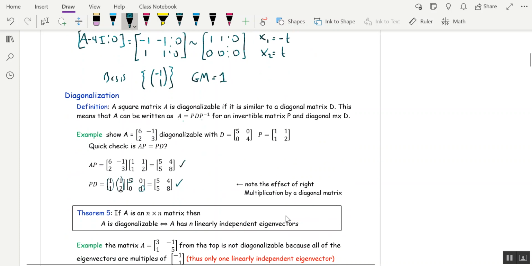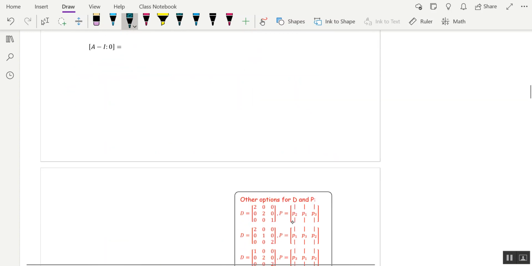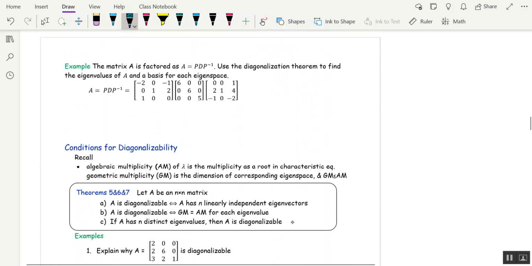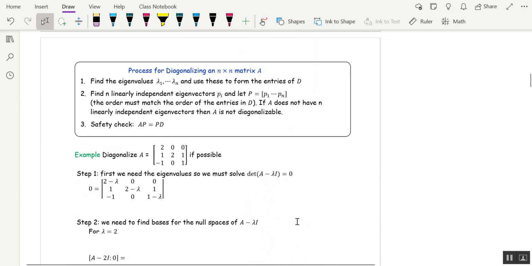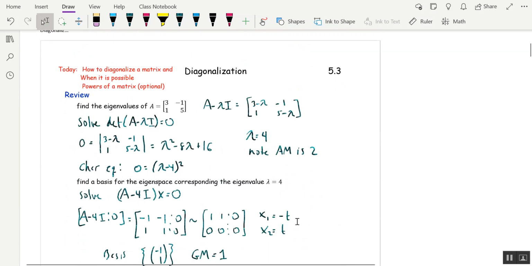Now, I'm going to just run ahead and show you a quick cheat here. This theorem's true, but let me show you a more comprehensive theorem that we'll look at in a few minutes. An n by n matrix is diagonalizable if and only if it has n linearly independent eigenvectors. Yes, we saw that. But here's an easier one. It's diagonalizable if and only if the GM equals the AM for each eigenvalue. Well, we saw in that example up here at the top of the page, the AM was 2 and the GM was 1. So automatically A is not diagonalizable.